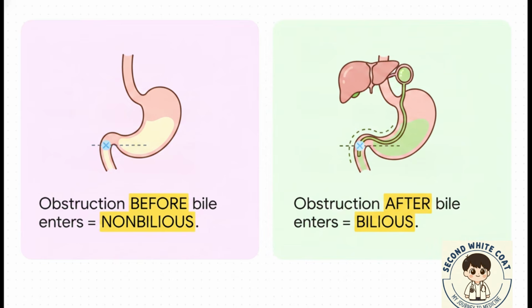Think about it. If the structural obstruction occurs before that bile enters the duodenum, the vomit is usually going to be non-bilious. It's just stomach contents or milk. But if the obstruction happens after that point, the GI contents have already mixed with the bile. So as things back up, that green bile comes right back up too, giving you bilious vomiting. It literally is that simple.